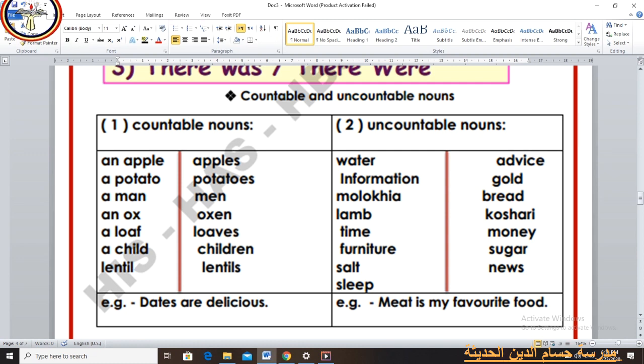Again, we should use the uncountable nouns in singular form. We should consider it as "it." We can say, it is my favorite food. Meat is my favorite food. So water, information, molokhia, lamb: is. You must remember very well, all the uncountable nouns should be singular.